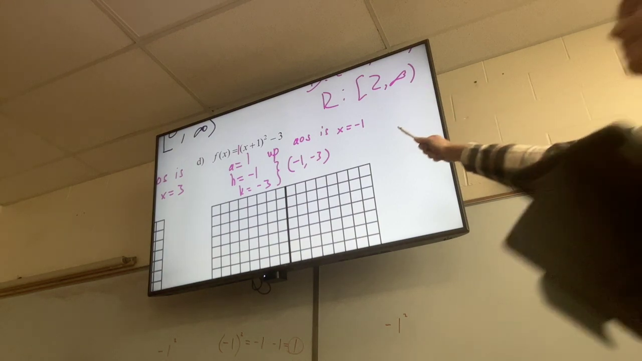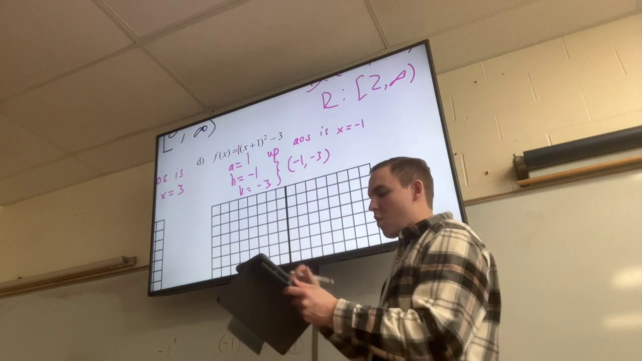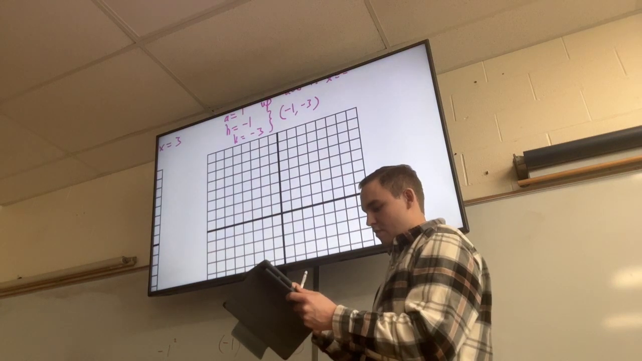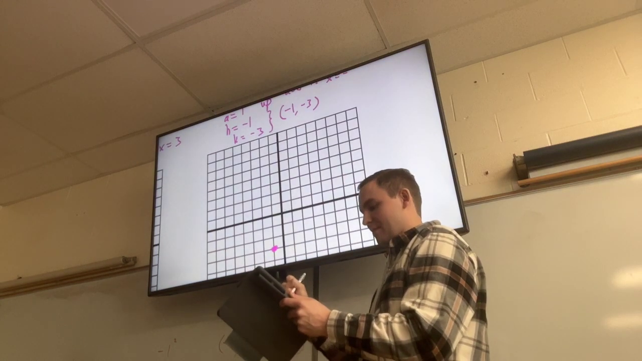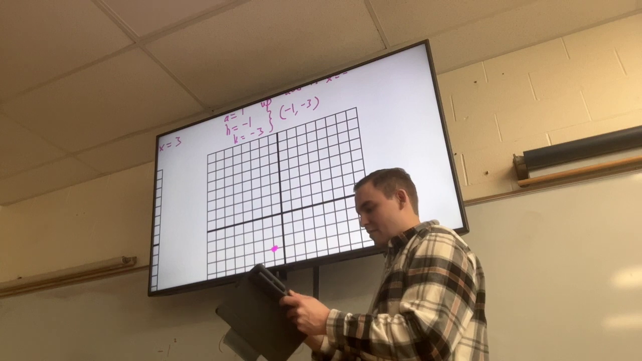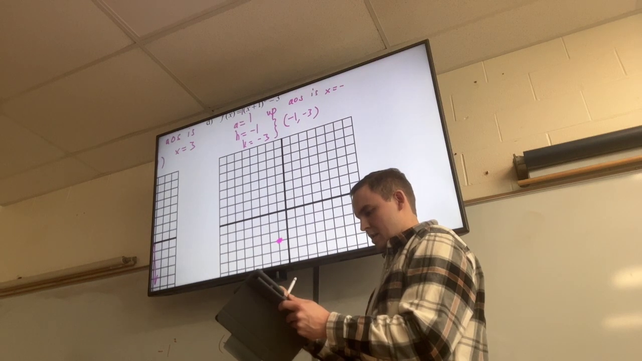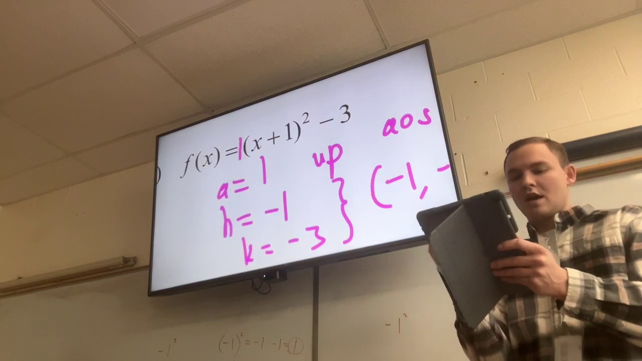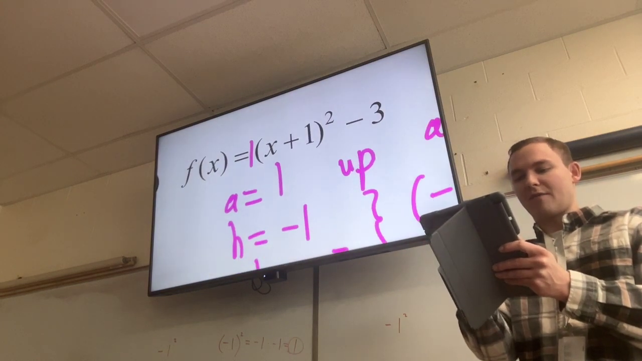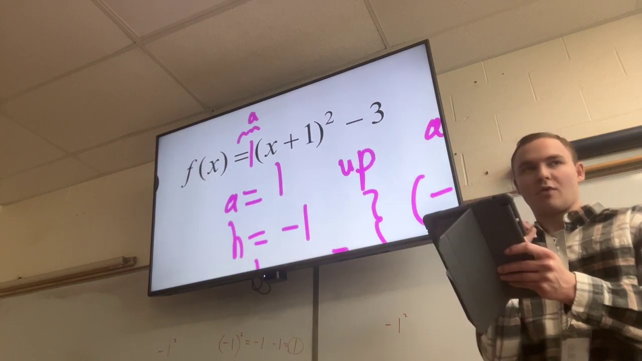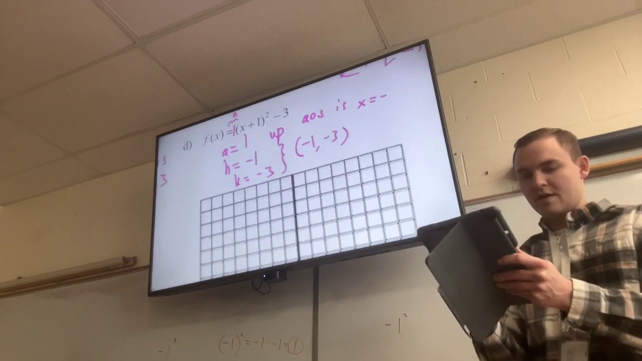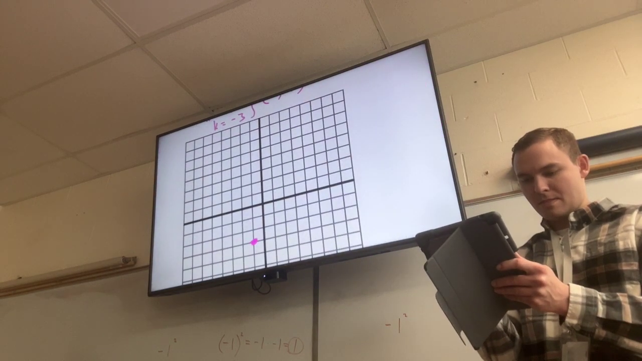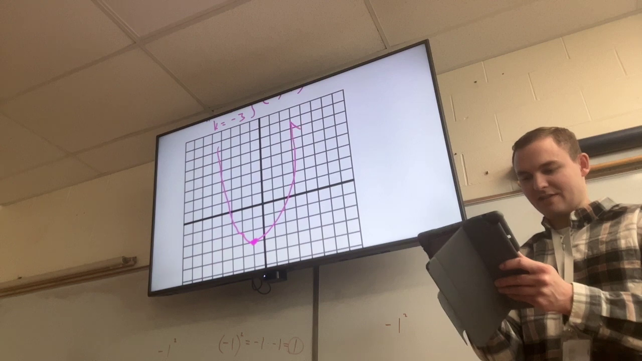So then to graph it, I just plot that point, and I'm going to draw what here? A right side up or an upside down U? It's going to be right side up, right? A is positive 1. A is whatever is multiplied in front of your parentheses, so it's just a 1. Positive always goes up. Negative's always going down.